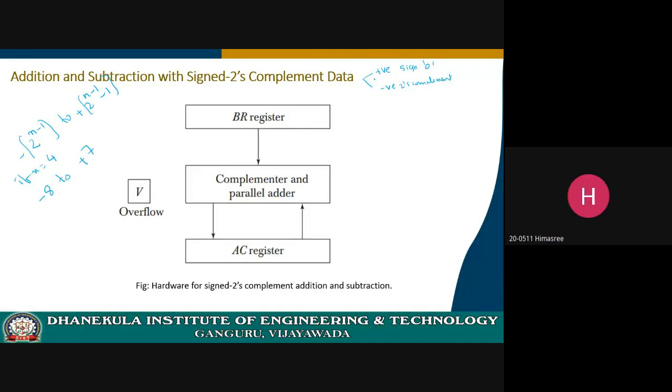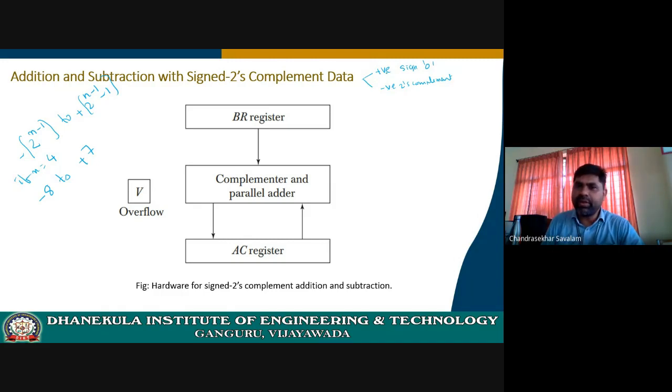Yes, sir. See, in 2's complement, positive numbers can be directly represented as we represented in sign magnitude representation. So simply, plus 2, using 4 bits, is 0, 0, 1, 0. How do you say this is plus? You just look at the sign bit, the most significant bit. This 0 means plus 2. If you represent plus 6, 0, 1, 1, 0, that is equal to plus 6.